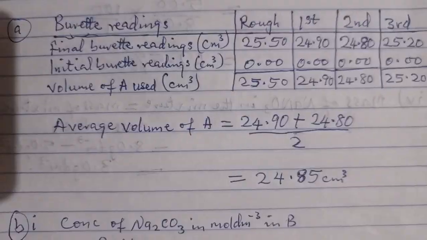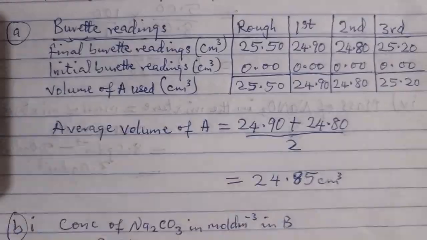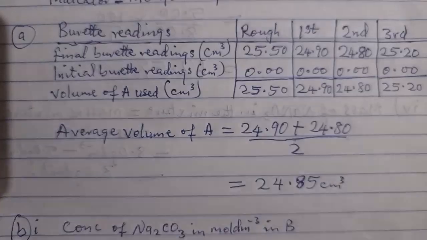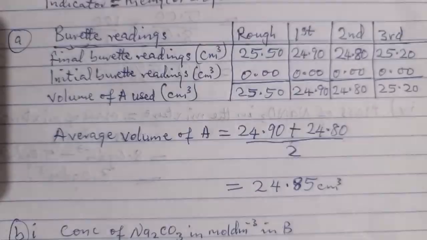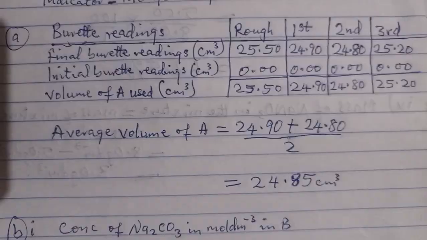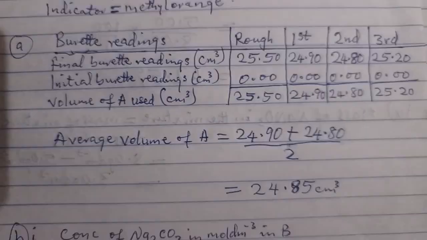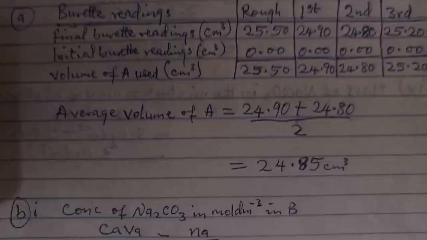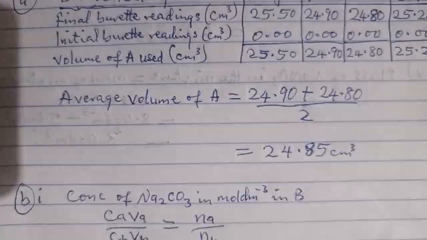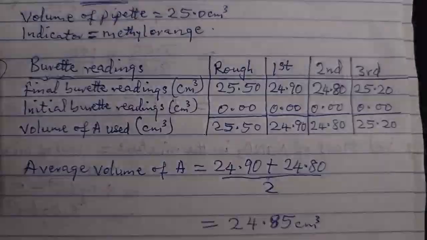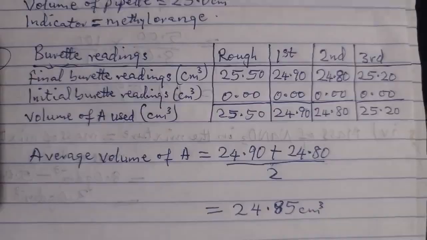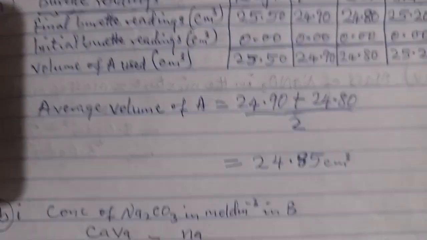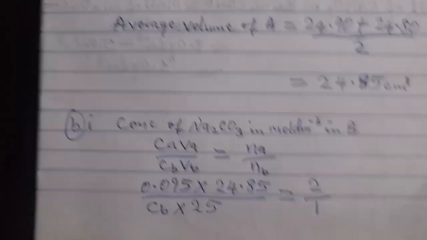So here my difference is 0.1: 24.90 minus 24.8 is 0.1. So the values are concordant. So you use such and do your average. If you check the table again, all my values are in two decimal places. Very important. Two decimal places. Very important. Okay, now let's move down.